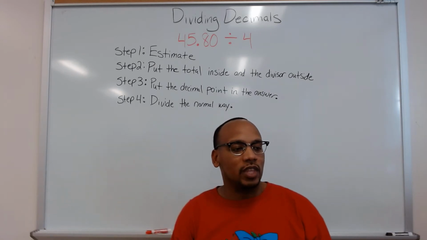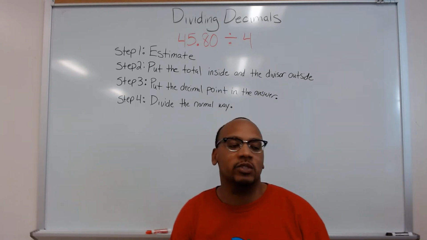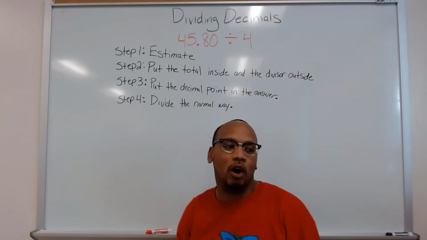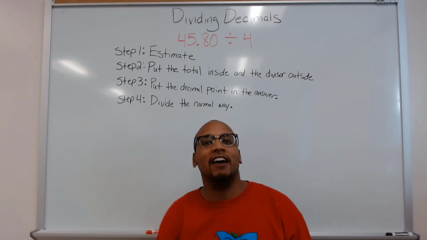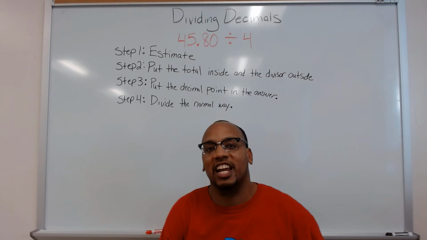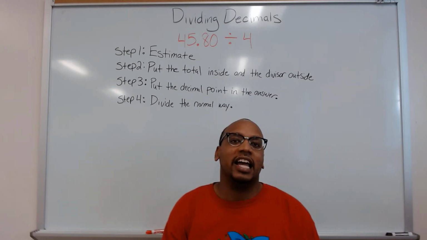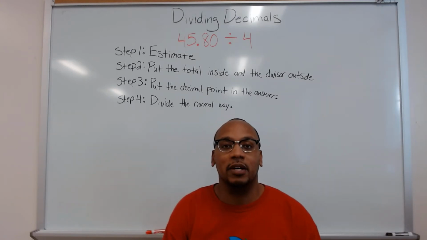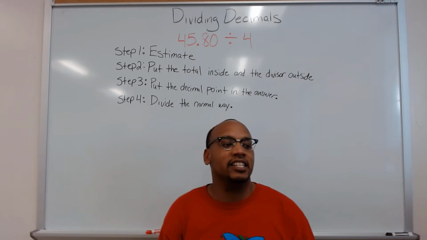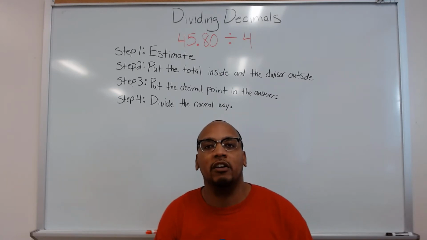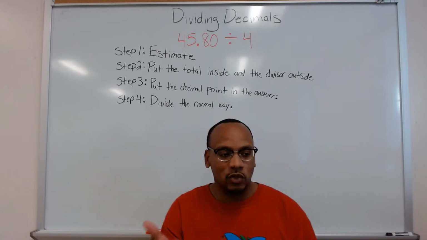So to divide these decimals, let's just say Mr. Trahan went to Walmart and he had $45.80 left in change. And his 4 little cousins come asking him for money. And he decides to give all of them an equal amount of money. How much money does each one get?